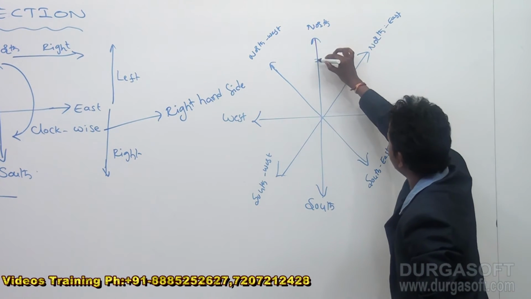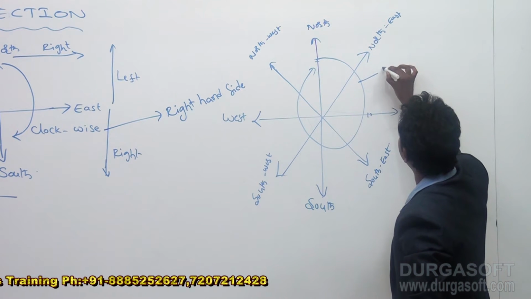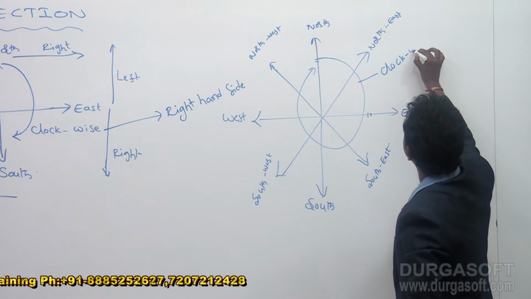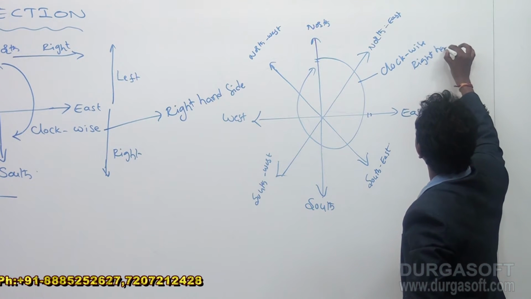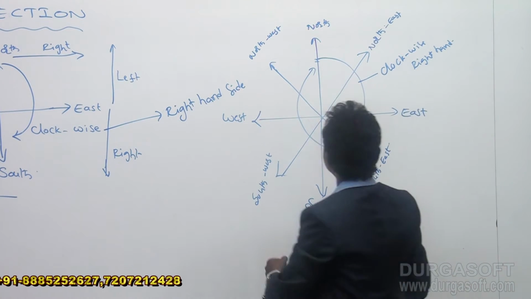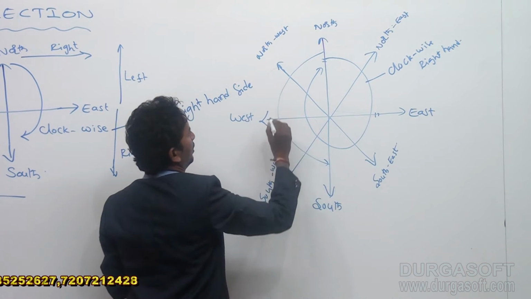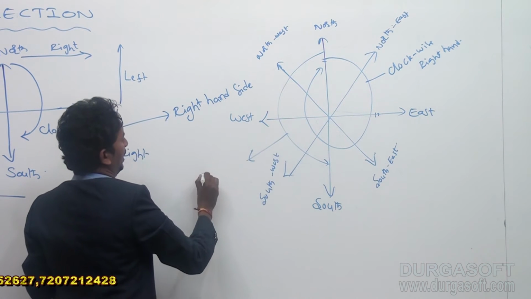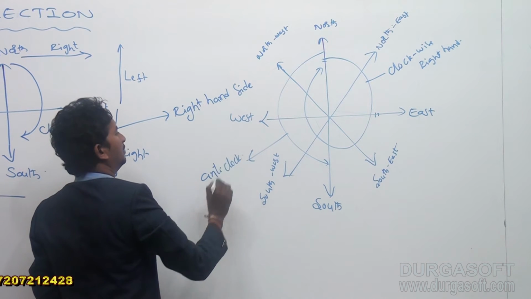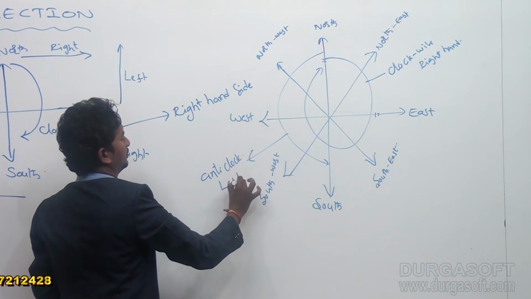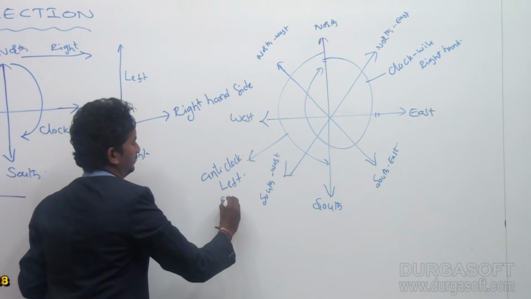Coming again to clockwise, this is the clockwise direction, this is the right hand side. Again the same, I am taking this anti-clockwise. This is the anti-clockwise, anti-clockwise, left hand. So this is called the left hand side.